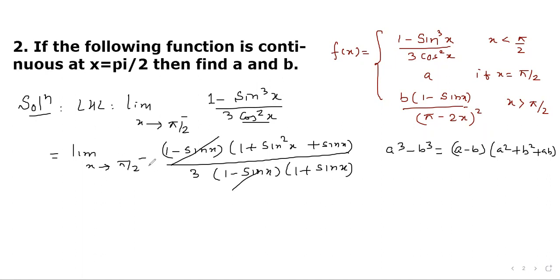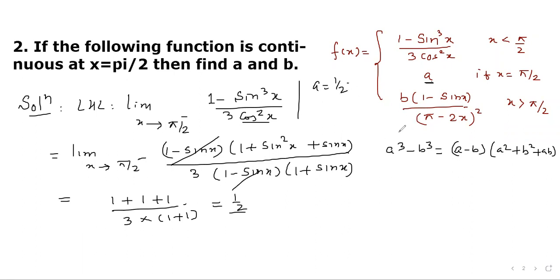Now we can put the value of x as pi by 2. So we get (1 plus 1 plus 1) divided by 3 times (1 plus 1). It will be 1 by 2. So we have got LHL as 1 by 2. Now, the value of the function here is a, which means a will be equal to 1 by 2. So another thing we have got: a equal to 1 by 2.